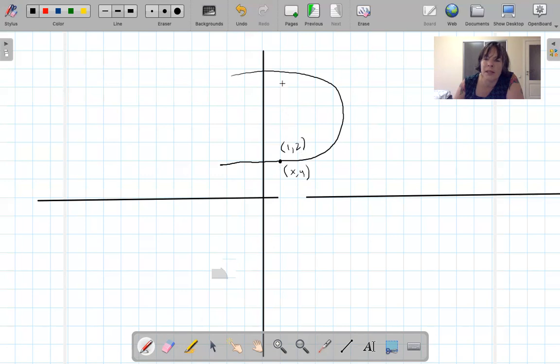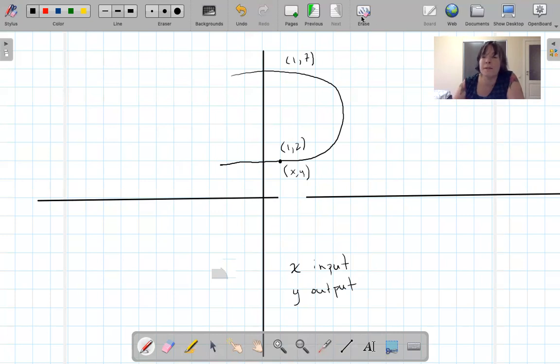But look up here. This is also 1 and 1, 2, 3, 4, 5, 6, 7. 1, 7. This is the same X. My X is my input, but I have two outputs. I have two of them. My output, Y, is my output, and I have two Y's. So this right here, if I were to write the equation of this U shape, it would not be a function.